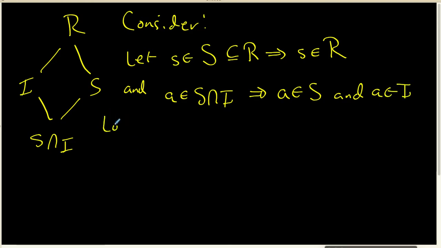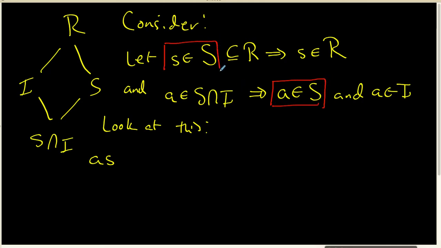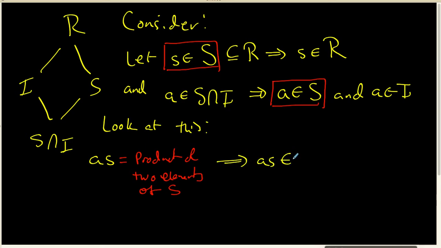So now I want you to look at this. Let's just multiply a and s together. Now, a belongs to the subring S, and little s belongs to the subring S. So this particular product can be thought of as a product of two elements of the subring S. But since S is a subring, that will imply that as has to belong to the subring S, since S is a subring.